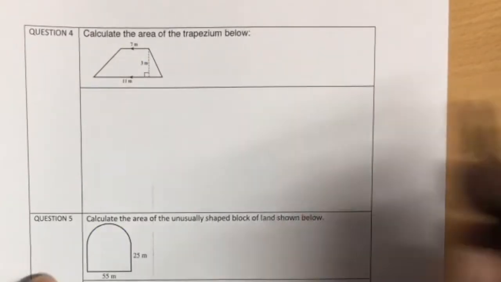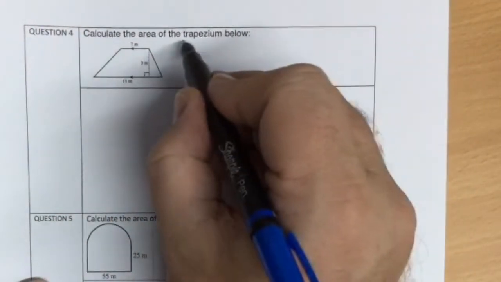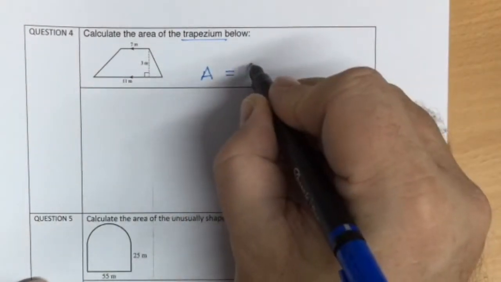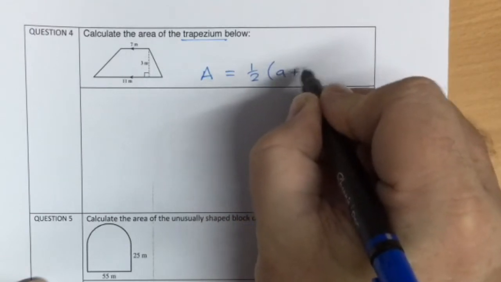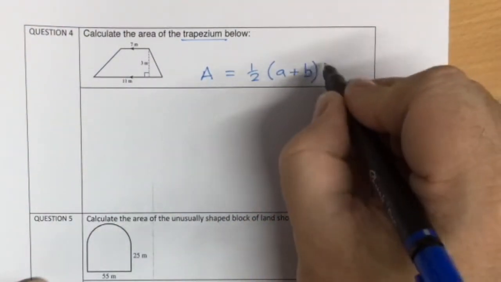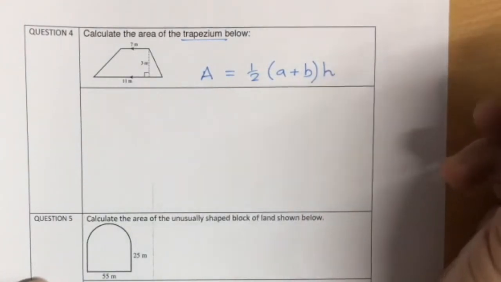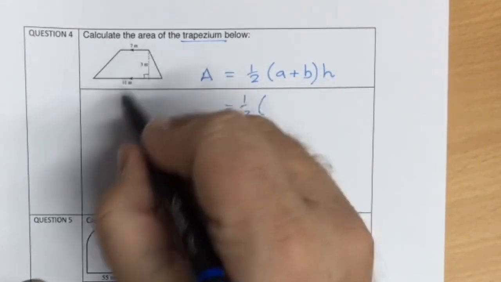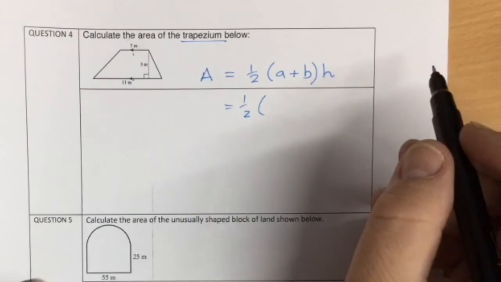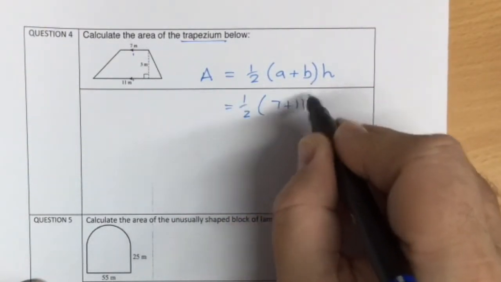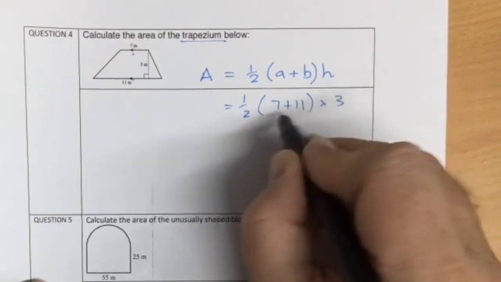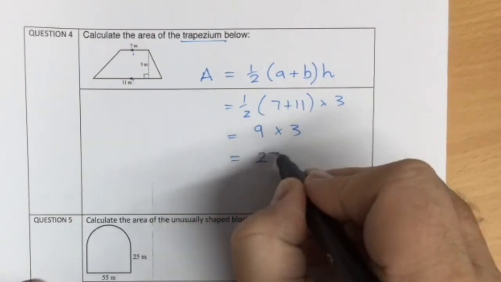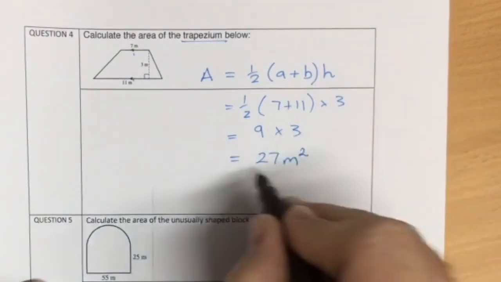Two more great questions to finish up with. In this case, you have to identify that this is, well, it tells you it's a trapezium, and you'll remember that the area of a trapezium is half of the sum of the two parallel sides multiplied by the distance between them. So let's put in our values. It's half of a plus b. Now these are the two parallel sides. You can tell by the little symbols that indicate that. 7 plus 11, and we need to multiply that by 3. So this is going to be 18, and half of 18 is 9, multiplied by 3. Our answer is 27 meters. We're talking about area, so it's squared.